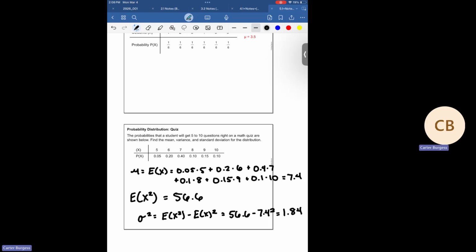Okay, so that's our variance. How do I go from variance to standard deviation? Take the square root, and so our standard deviation, the square root of 1.84, works itself out to be 1.356. Which again, we don't have context for what that means within this particular distribution, but it's telling us something about how spread apart things are.